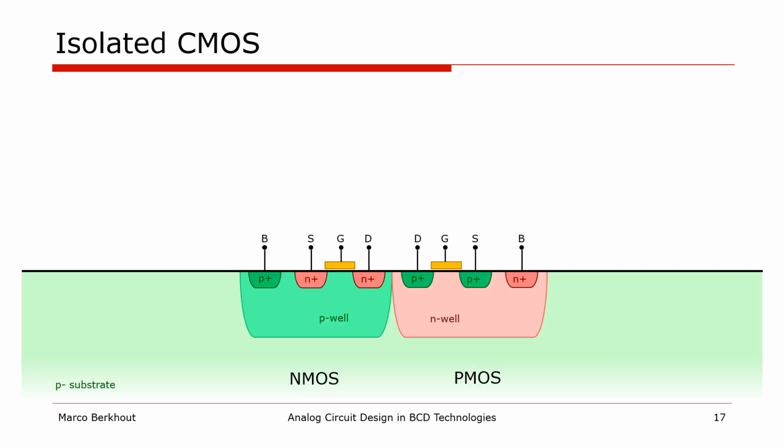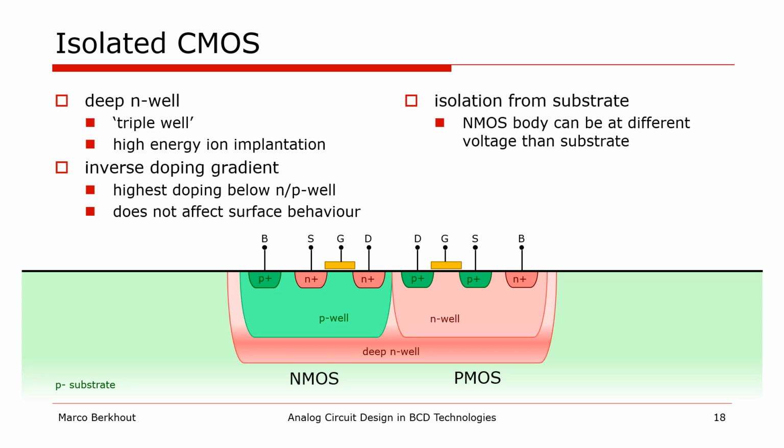In standard CMOS, the P-wells are connected to the substrate, and it makes the NMOS sensitive to substrate disturbances. This connection to substrate is severed in so-called triple well CMOS by adding a deep N-well. A deep N-well is a high-energy implant that creates a highly doped barrier below the P-well without affecting the behavior of the devices at the surface. The P-well is now isolated and allows the NMOS to be biased at a higher voltage than the substrate.